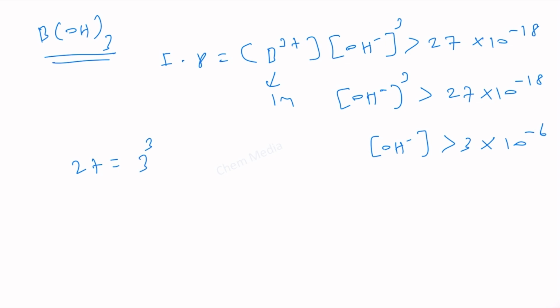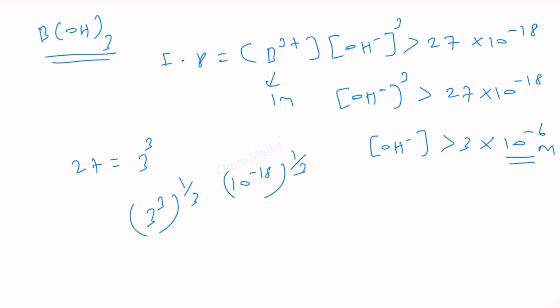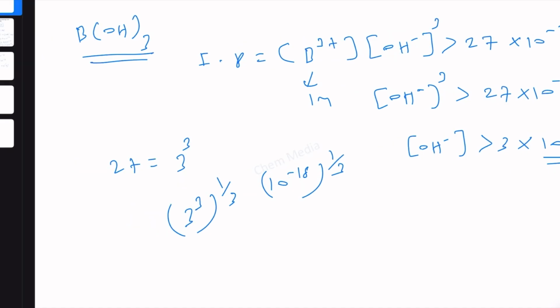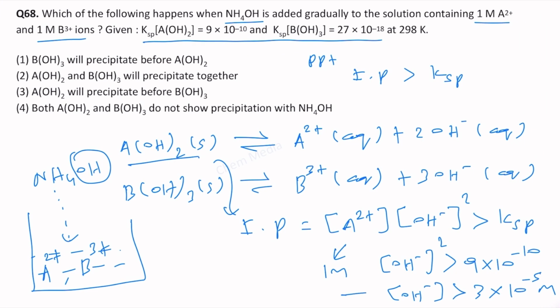So if we are taking a cubic root, what we are basically doing is 1 by 3. So that would become 3. Likewise for 10 to the power minus 18, if we put to the whole cube 1 by 3, it would become 10 to the power minus 6. Here the OH- concentration is 3 times 10 to the power minus 6 molar. But which one is smaller? This concentration is smaller compared to what we got here.